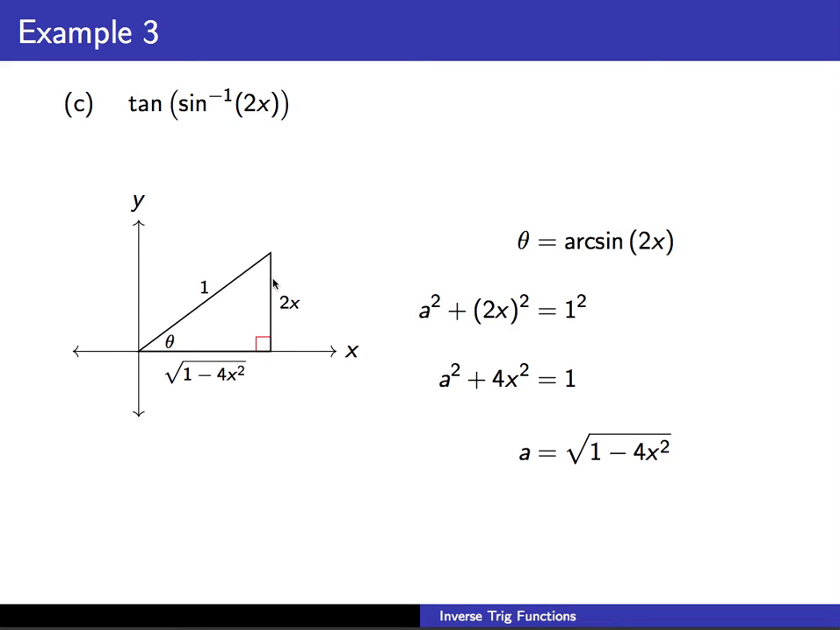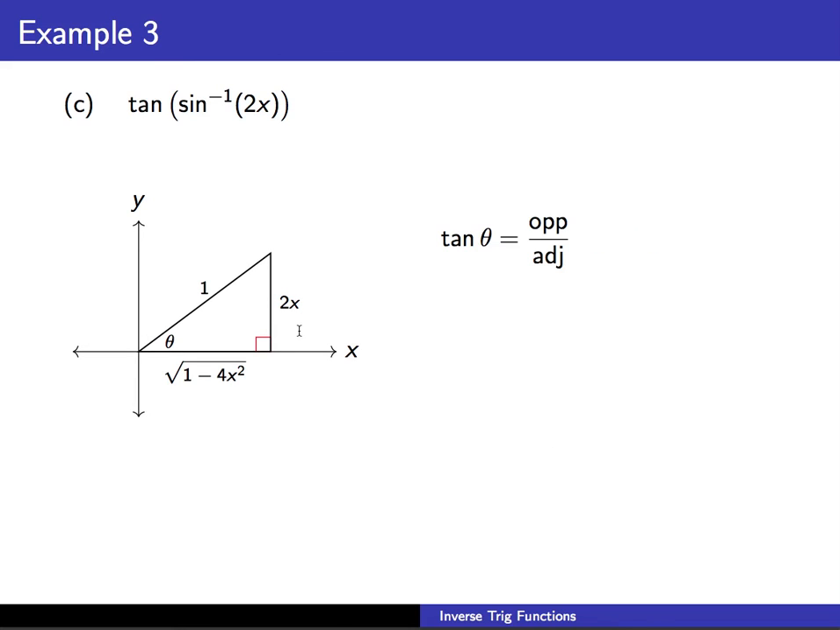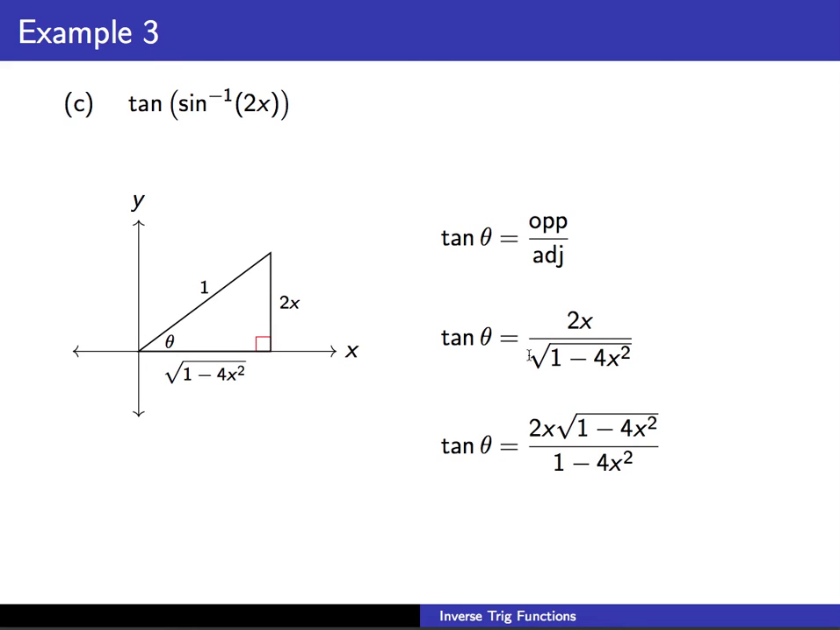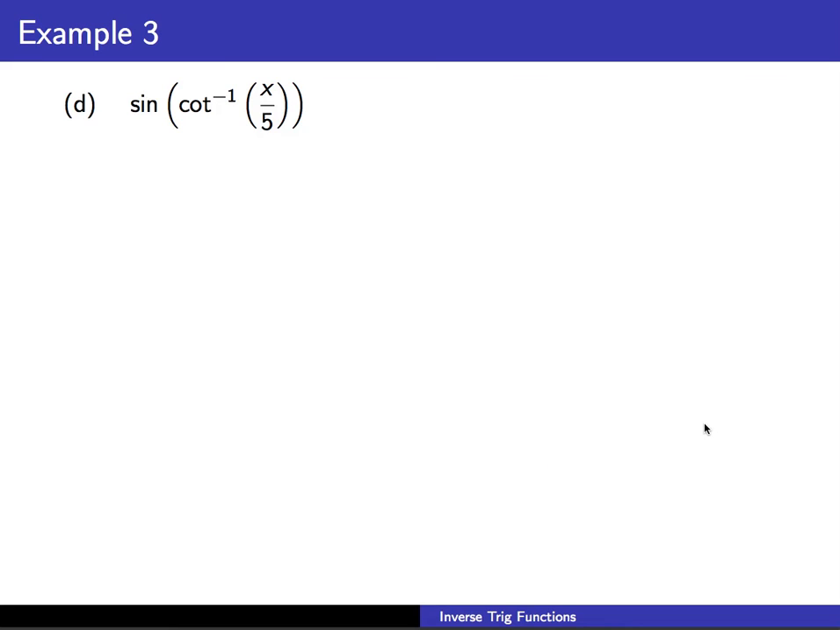Now that we have all three sides labeled, the tangent of theta is opposite 2x over adjacent square root of 1 minus 4x squared. If we rationalize this denominator by multiplying both the 2x and the denominator by the square root of 1 minus 4x squared, we get our rationalized final answer of 2x times the square root of 1 minus 4x squared all over 1 minus 4x squared.